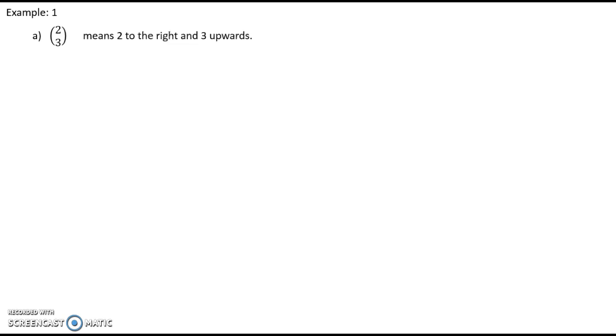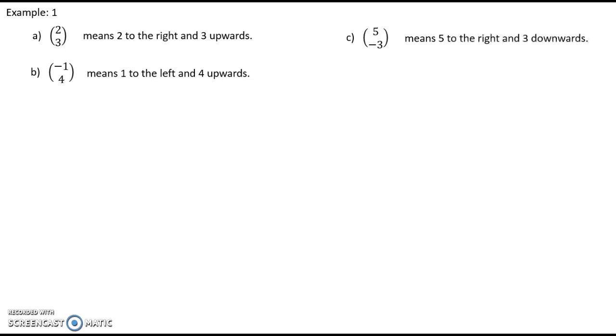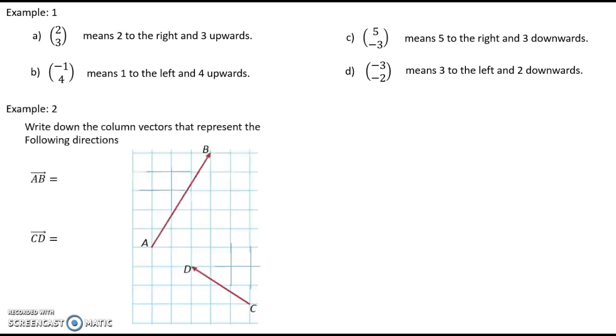For example, (2, 3) means 2 to the right and 3 upwards. (-1, 4) means move 1 to the left and 4 upwards from the relative position. (5, -3) means 5 to the right and 3 downwards, and (-3, -2), from the relative position you have to move 3 to the left and 2 downwards. Note that the starting position is not that important in vectors, it is the direction.